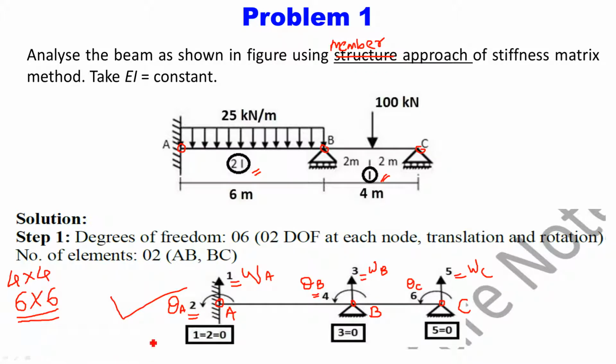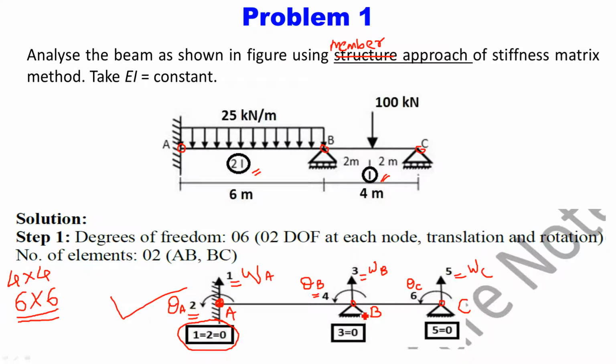If you look at support A, it is fixed. We know that if a support is fixed, there is no translation and no rotation. Means 1 as well as 2, both are equal to 0 because of the fixed support. See this block, 1 and 2 both are equal to 0. So out of 6, 2 are 0 at A.